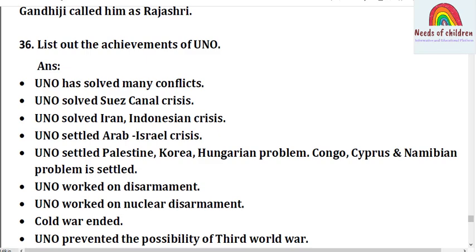In that, one is from history, the first war of Indian independence, and the second is from the world wars and India's role. And one question is from political science: list out the achievements of UNO.